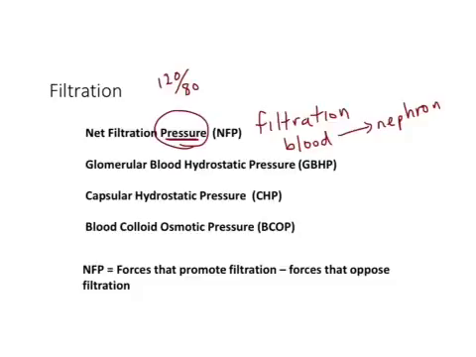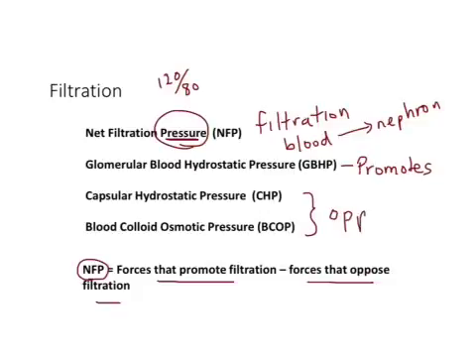Now we're going to look at these forces that promote filtration. So the overall net filtration pressure is equal to the forces that promote filtration minus the forces that oppose filtration. And so we're going to say this glomerular blood hydrostatic pressure promotes filtration, and I'm going to spell these out for you later. And these two forces oppose filtration. And in the next slide I'll show you a drawing.